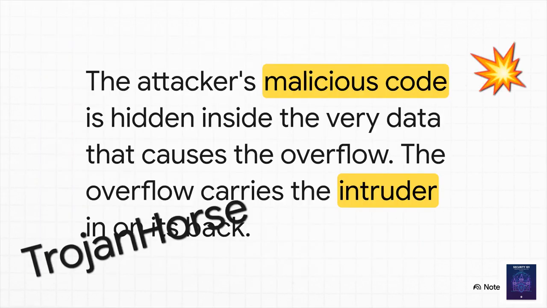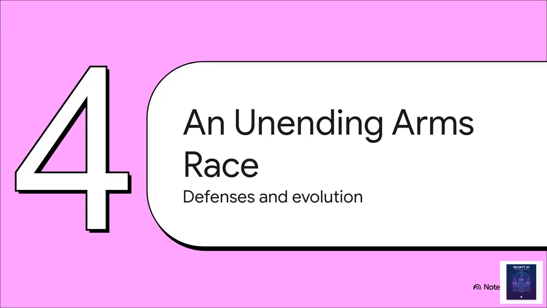And here is the most beautiful, most devious part of the whole thing. Where is this shellcode hidden? It's written on the poster itself. The exact same oversized piece of data that causes the overflow also contains the evil instructions. The attack isn't just breaking down the door, it's carrying the intruder in on its back. It's brilliant. So obviously, after decades of these attacks, the good guys have fought back.